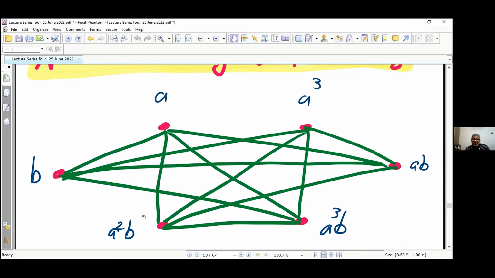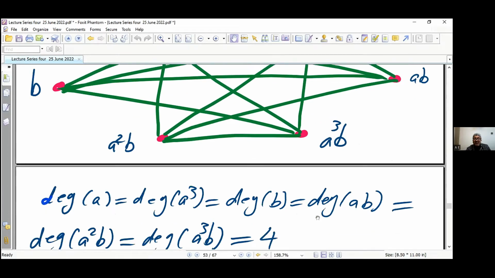And also B times A square B, because A square is in the center, so we can commute them, again we will get A square. So since B and A square B commute, we don't have any edge between them. And similarly for AB and A cube B. Here is the degree of all vertices. The non-commuting graph for the dihedral group of order 8 is a 4-regular graph, so the degree of any of these 6 vertices is 4.